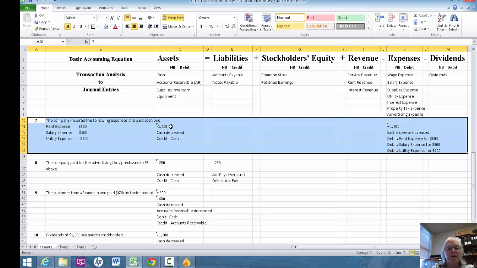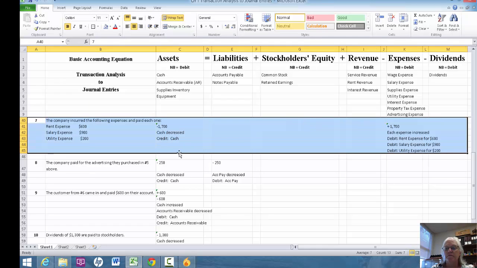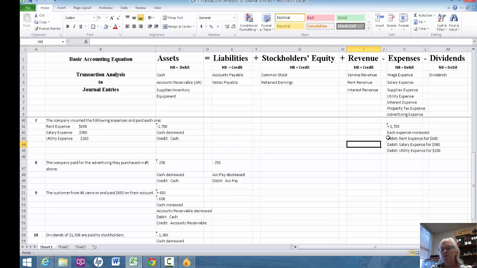So our cash, we paid them, so cash decreases. And that would be with a credit, and our expenses increase, and the increase in the expenses will be debited to each account. So I'm going to debit rent expense for the $600, salary expense for the $900, and utility expense for the $200. So 6, 9, and 2, $1,500, $1,600, $1,700 it should balance.